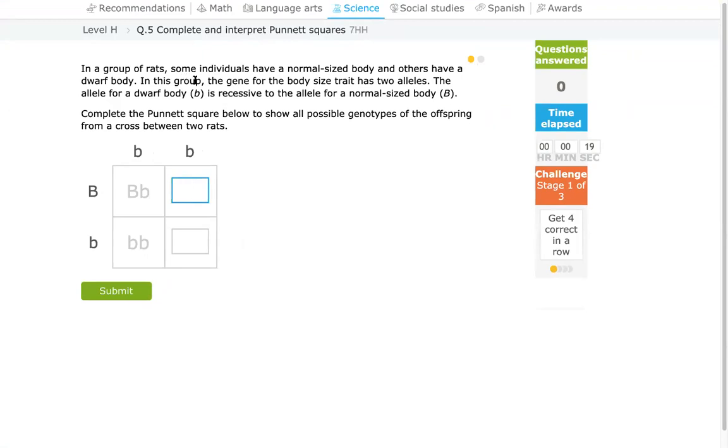You have a group of rats. Some individuals have normal-sized bodies and others have dwarf bodies. In this group, the gene for the body size traits has 2 alleles. The allele for the dwarf body, b, is recessive. If anything is recessive, that means that it is opposite of being dominant. So capital B, a normal-sized body, will be more dominant. That means if I have anything with a capital B attached to it, it's going to have a normal-sized body. Okay? The only way I'm going to have a dwarf body is if I have 2 lowercase b's.